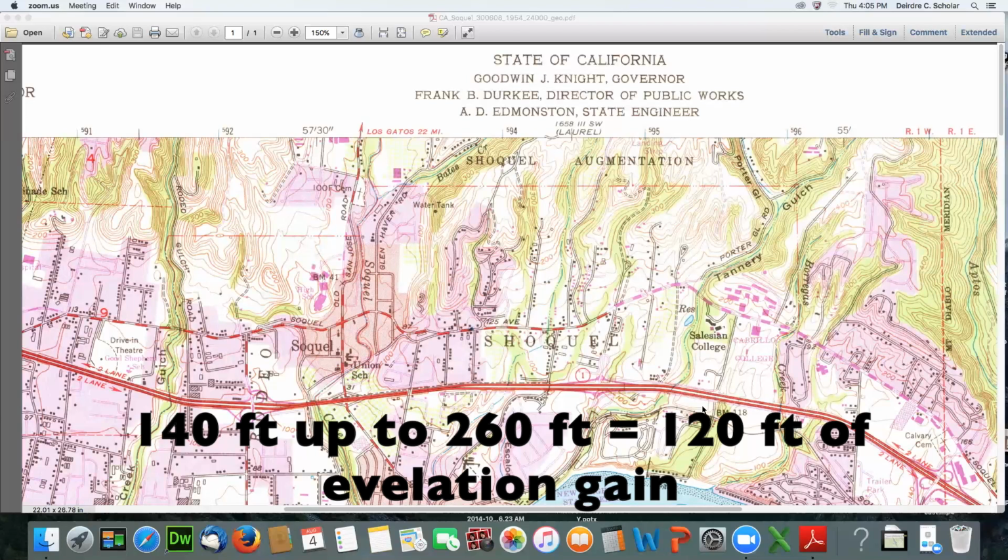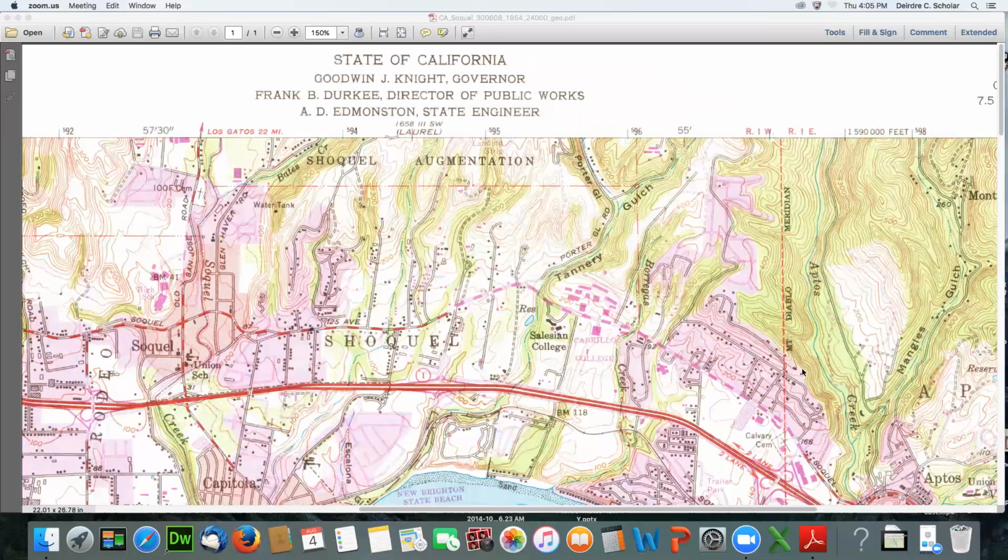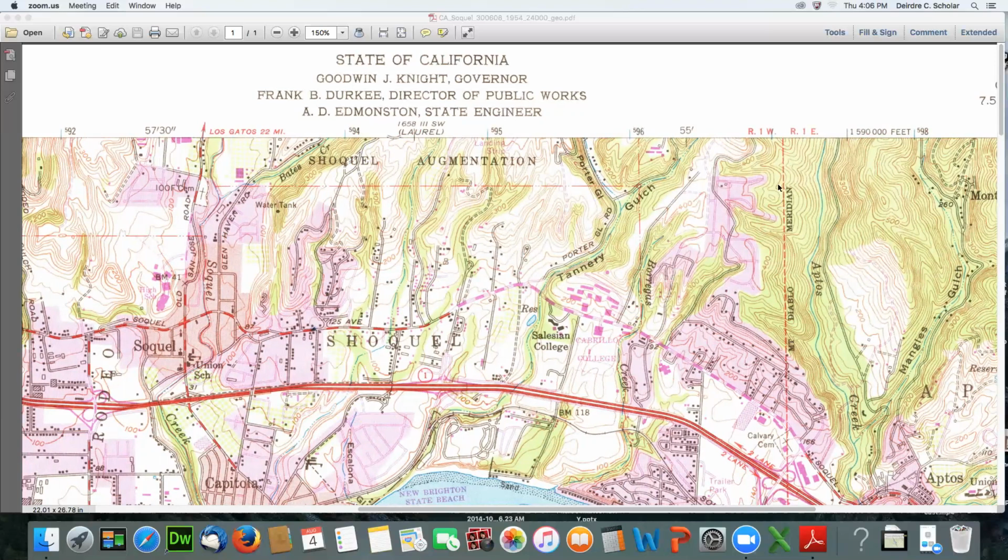Next thing we're going to do is find the Mount Diablo meridian. So this red dashed line here has to do with our rectangular survey of tier ranges and section numbers that we have already discussed. But this Mount Diablo meridian runs pretty much north-south. It's not exactly the same as a longitude line, but it's very close.